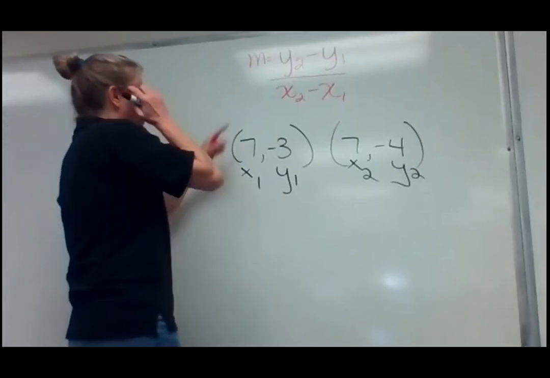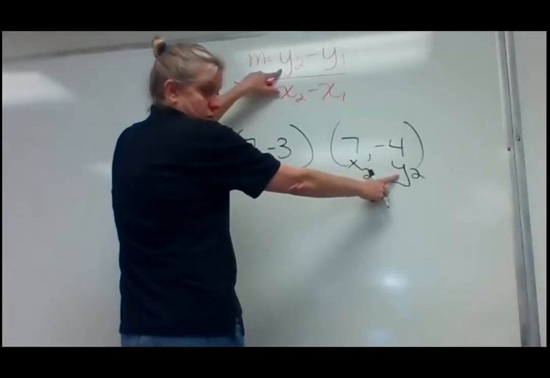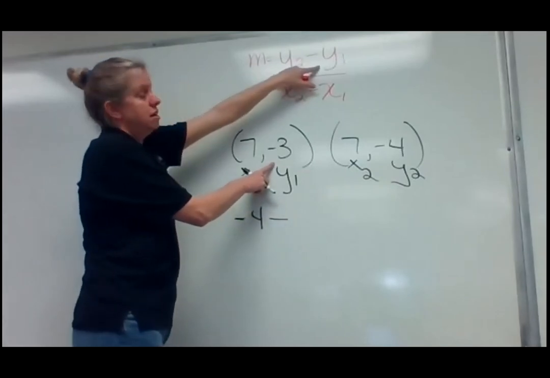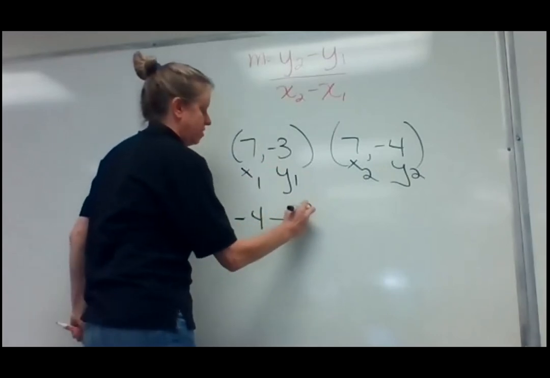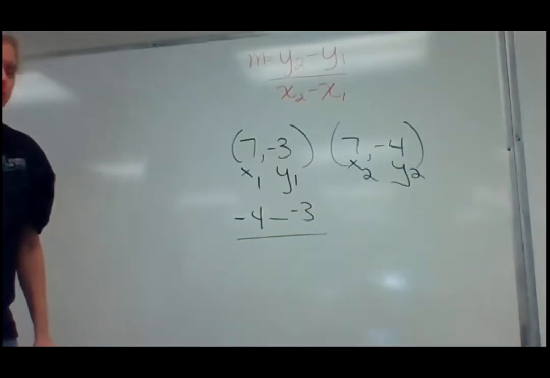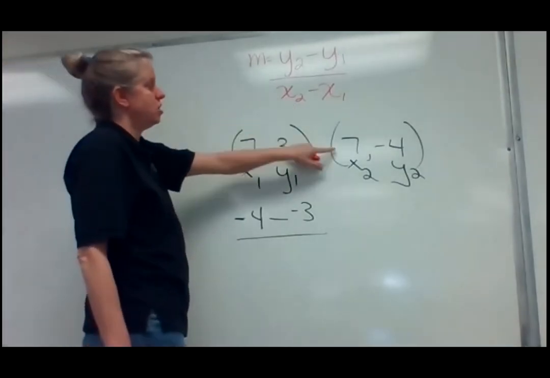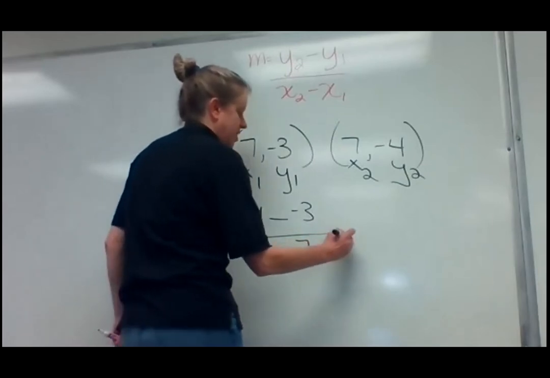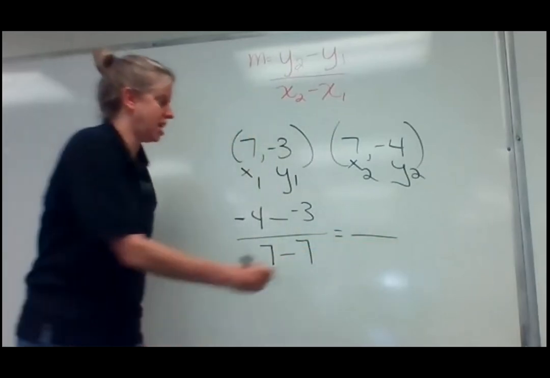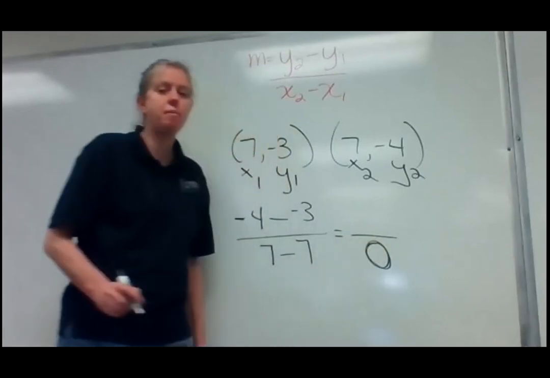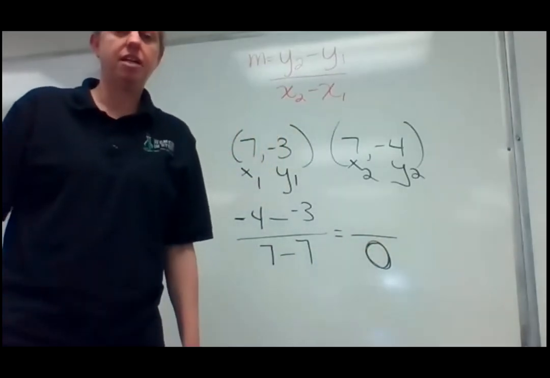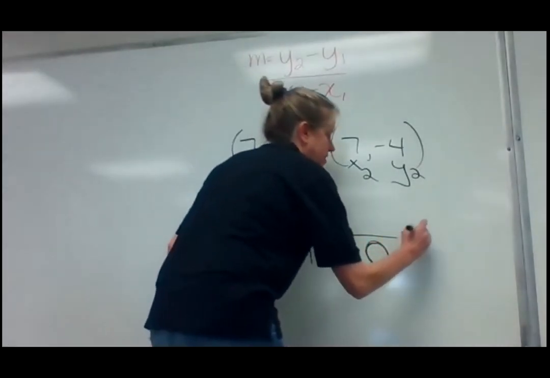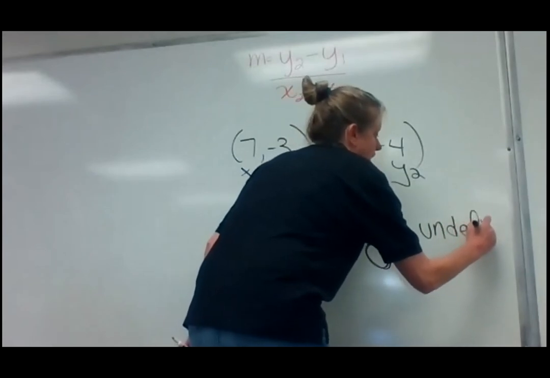Okay, so let's do my second y, which is -4, minus my first y, which is -3. And then do your x's. My second x is 7, minus my first x is 7. So this time, look what ends up. This time your 0 is in the denominator instead of the numerator, which means that doesn't tell me the slope is 0. It tells me the slope is undefined.